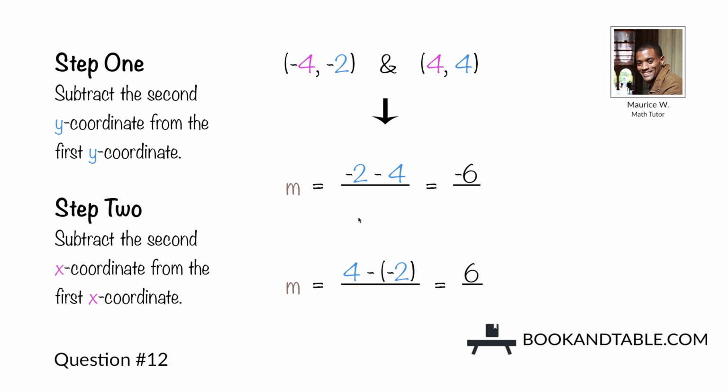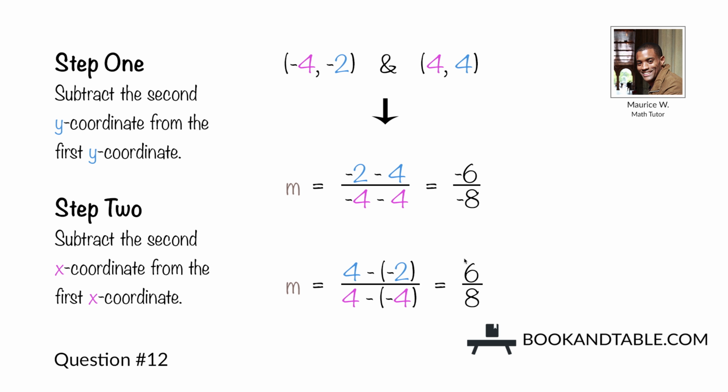Step 1, subtract the second y-coordinate from the first y-coordinate. Negative 2 minus 4 will be our delta y, or our numerator here. So negative 2 minus 4 would give you negative 6. Or you can do 4 minus negative 2. That would give you a delta y of positive 6.